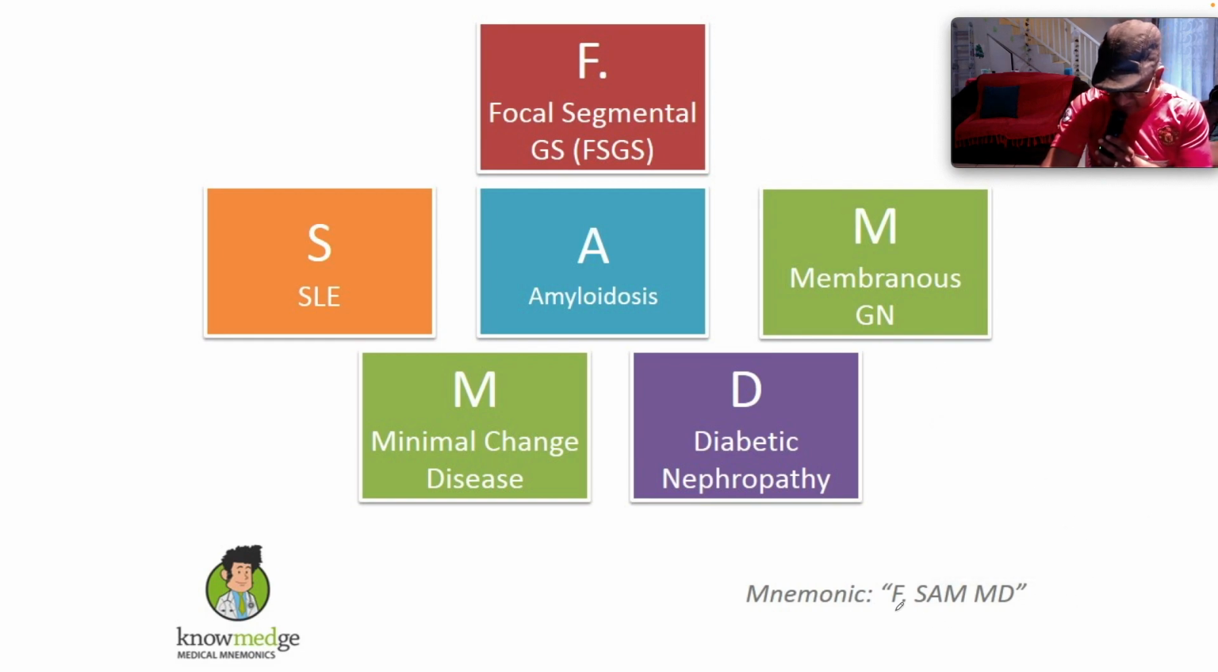So the acronym is FSAM-MD. FSAM-MD. F is focal segmental glomerulosclerosis. S is for systemic lupus erythematosus, the wolf. Ow! A is for amyloidosis, which also causes bilateral renal enlargement. Then M is membranous glomerulonephritis, common among adults. M is minimal change, common among kids, and steroid responsive and diabetic nephropathy. Right?